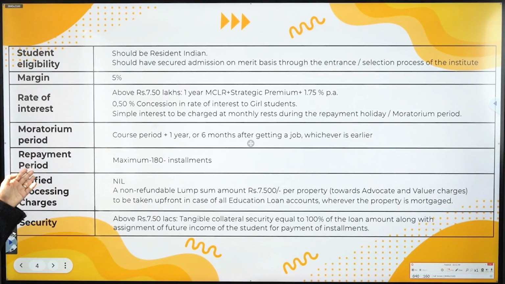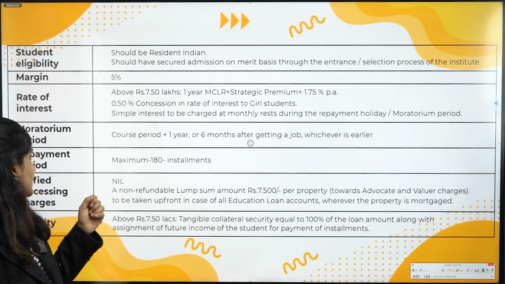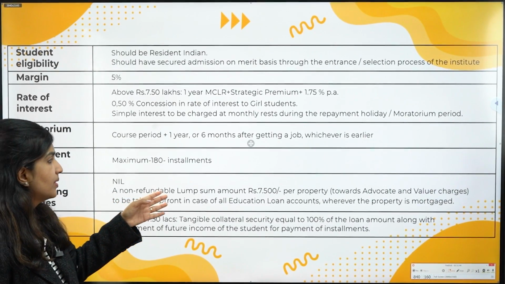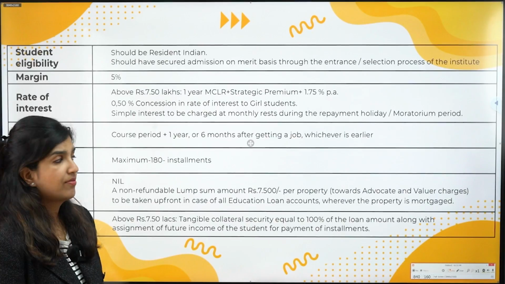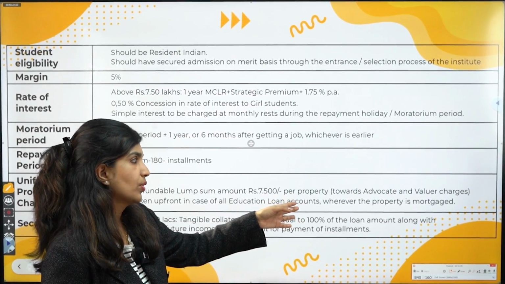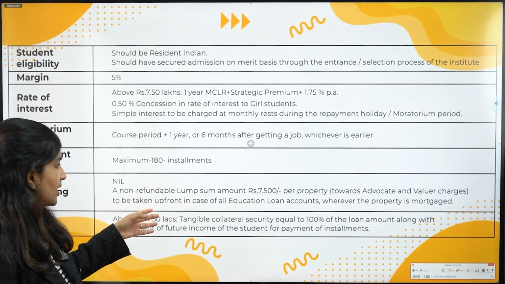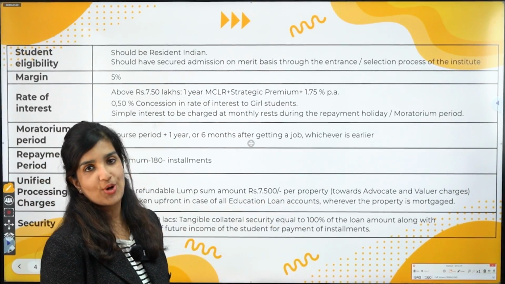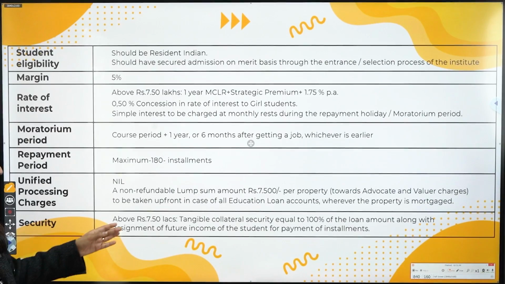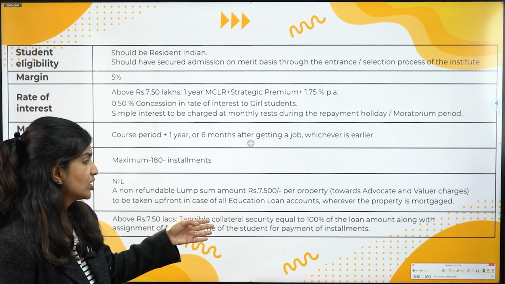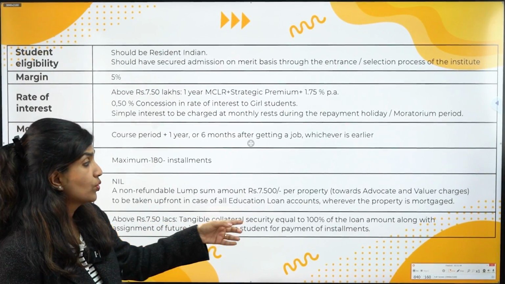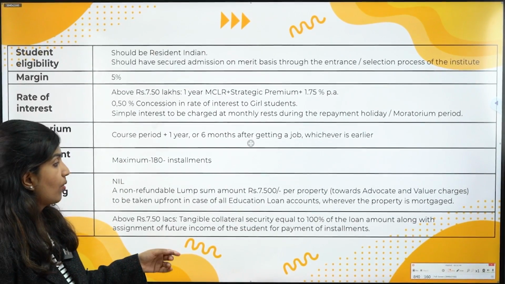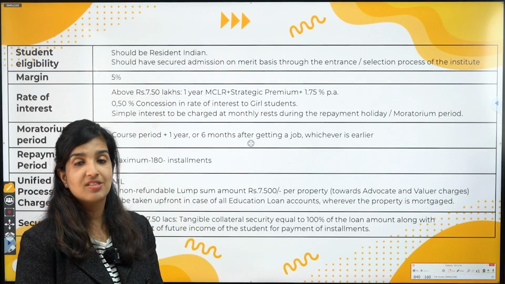Now, the repayment period is a maximum of 180 installments. The unified processing charges are nil, and a non-refundable lump sum amount of 7,500 per property towards advocate and valuer charges is to be taken upfront in case of all education loan accounts wherever the property is mortgaged. And for security above 7.5 lakhs, tangible collateral security equal to 100% of the loan amount, along with assignment of future income of the student for payment of installments, is required.